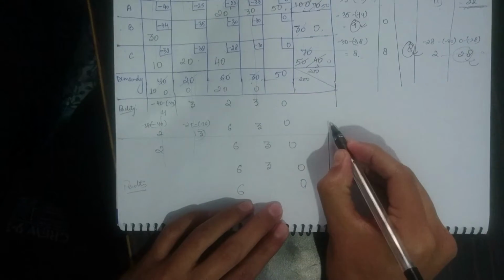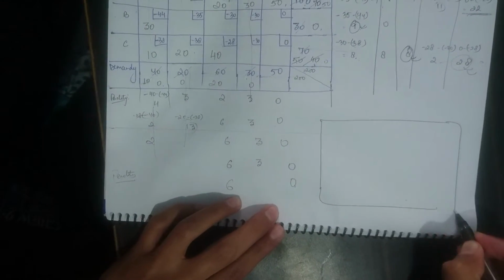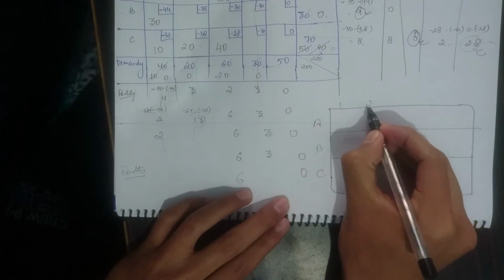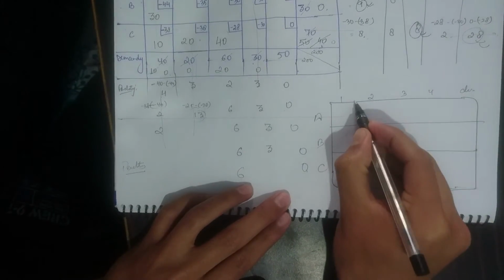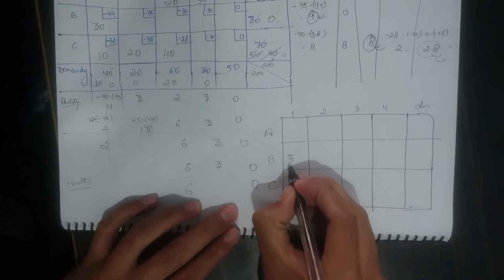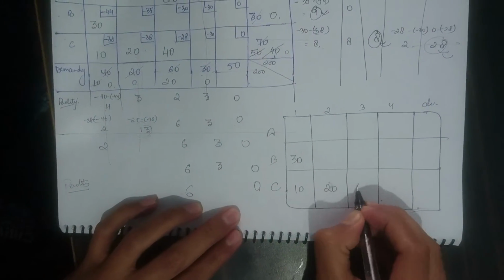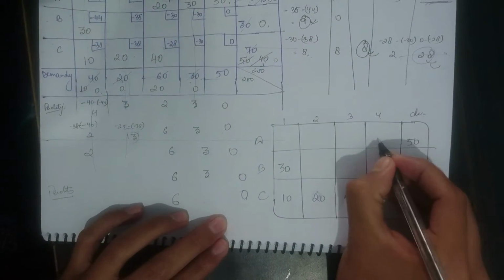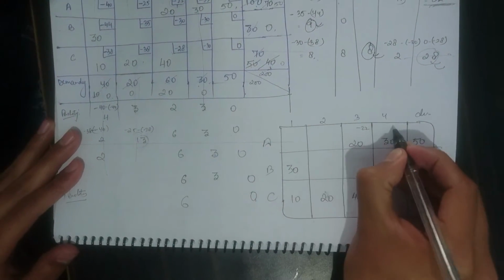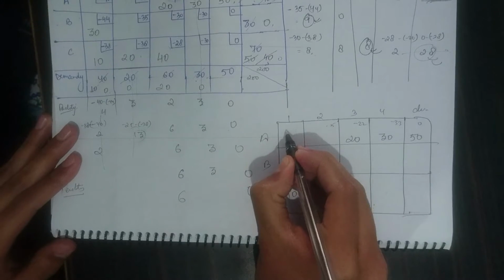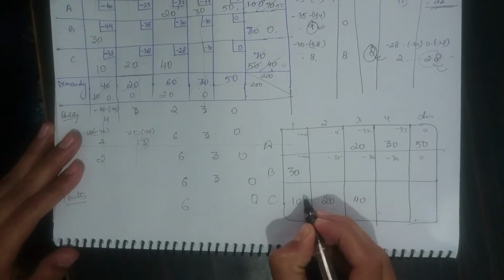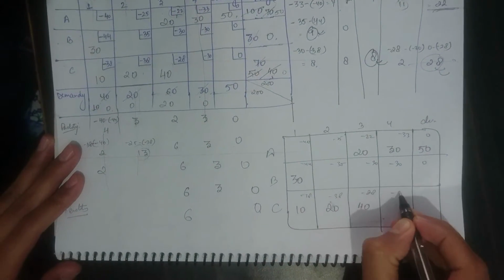The new matrix is A, B, C, 1, 2, 3, 4, and dummy. 30 here, 10, 20, 40, 50, 30, 20. And minus 22, minus 33, 0, minus 25, minus 40, minus 44, minus 35, minus 30, minus 30, 0, minus 38, minus 38, minus 28, minus 30, 0.